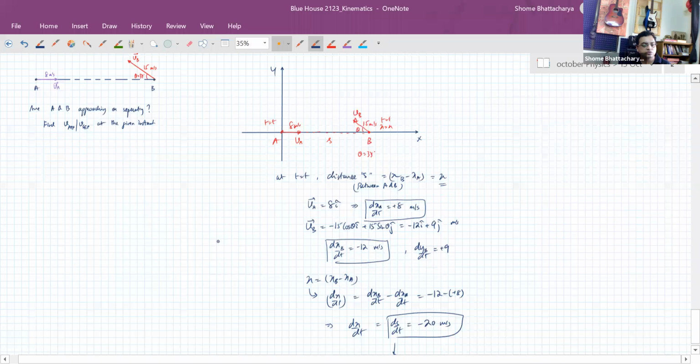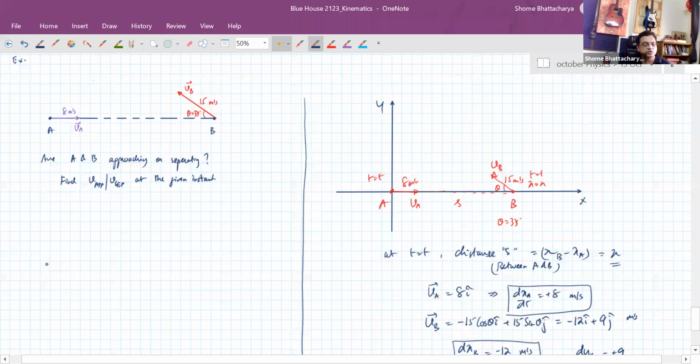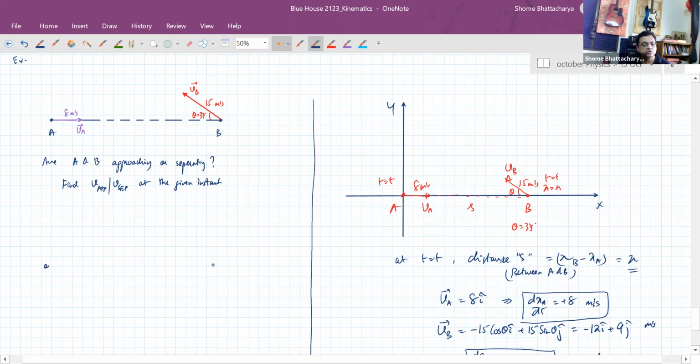Okay. And the final formula, what we'll do is, we'll see that this velocity of B has to be divided into two components.